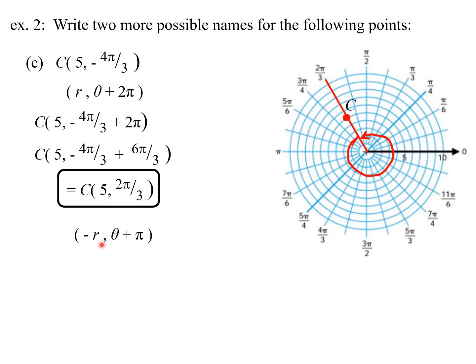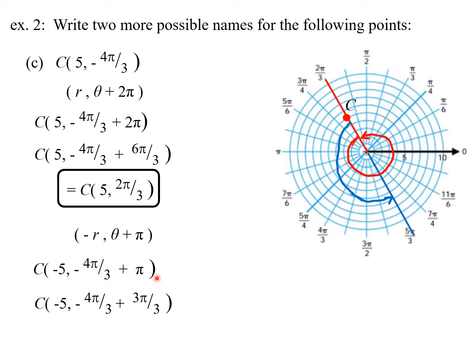Another way we can do this is by taking negative r and adding pi to the direction. So I'm just going to add pi to the direction. That gets us over here. Taking the negative radius, we're going to go negative 5 and then negative 4 pi over 3 plus pi. Common denominators, and then doing a little math, and we get negative 5, negative pi over 3. And that's another name for this point.